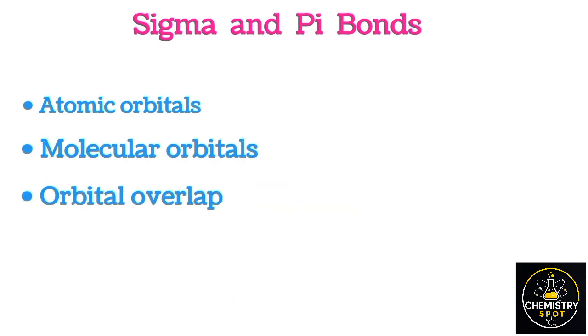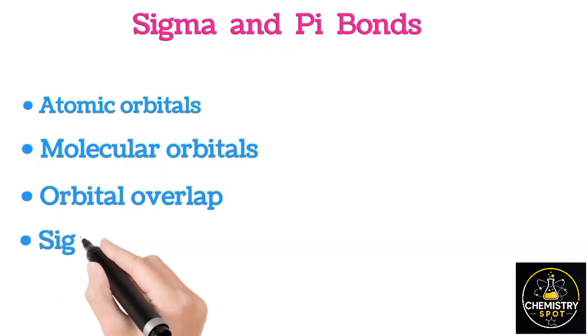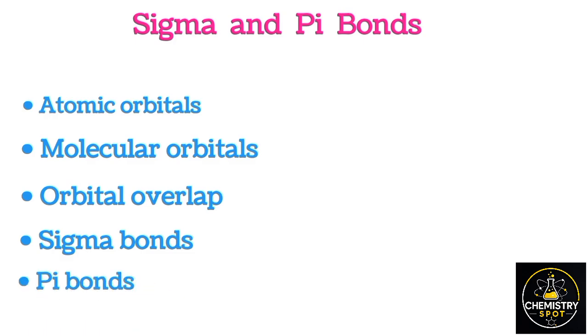We will begin with atomic orbitals, then molecular orbitals, then orbital overlap, and finally, we will learn how sigma bonds and pi bonds are formed.